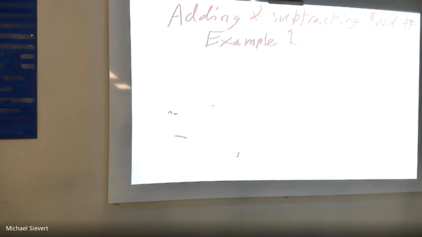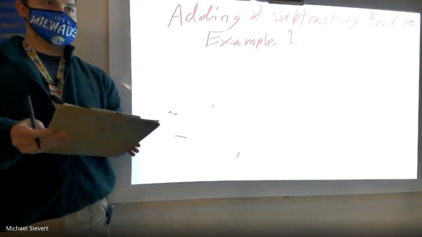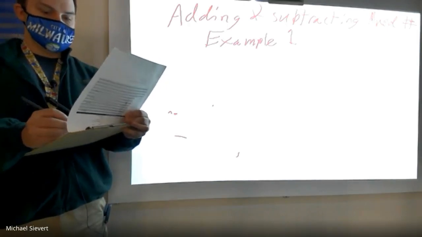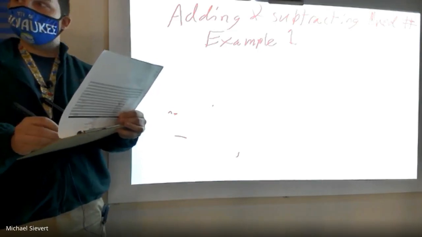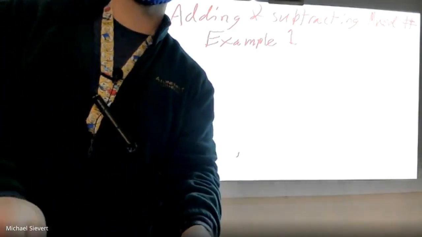Okay, we talked a little bit about mixed numbers yesterday. Who can describe what a mixed number looks like? What are the three parts of a mixed number? Josiah. What are the three parts of a mixed number? Leah? The whole number, the numerator, and the denominator.